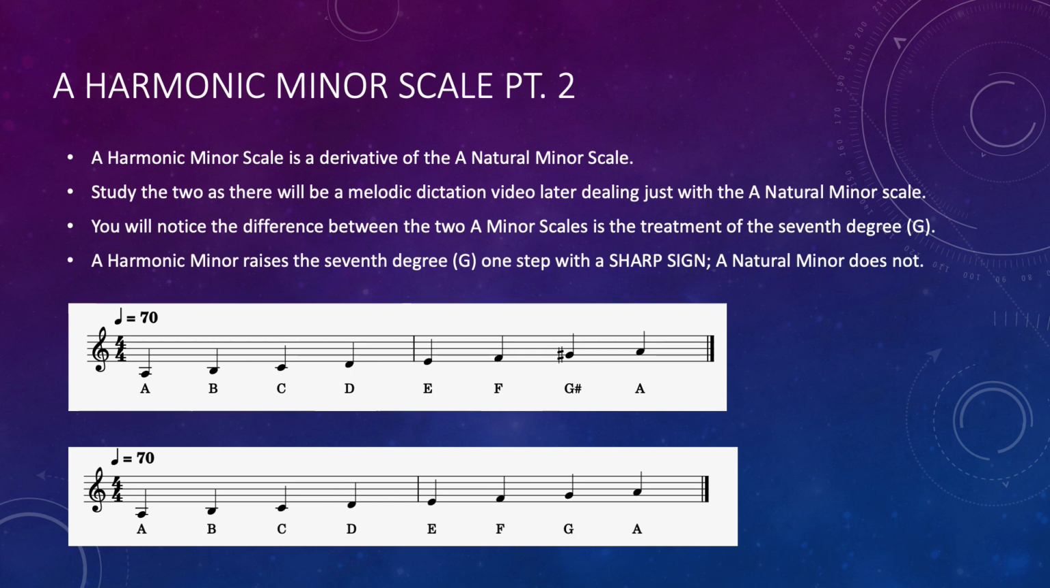A Harmonic Minor Scale Part 2. A Harmonic Minor Scale is a derivative of the A Natural Minor Scale. Study the two side by side, as there will be a melodic dictation video later dealing just with the A Natural Minor Scale. You will notice the difference between the two A minor scales is the treatment of the 7th degree, which is G. A Harmonic Minor raises the 7th degree G one step with a sharp sign. A Natural Minor does not.